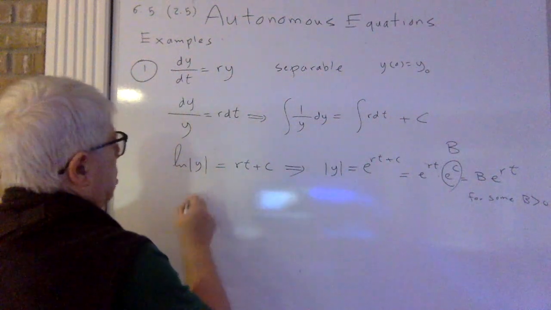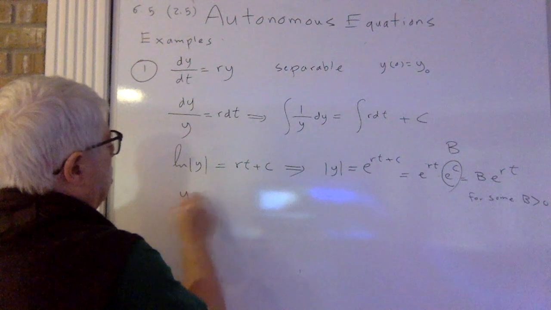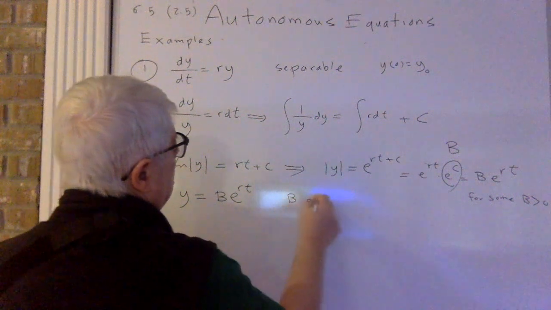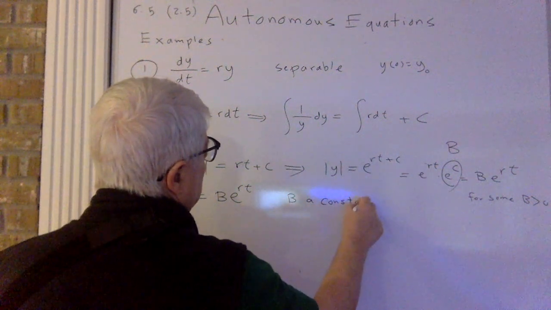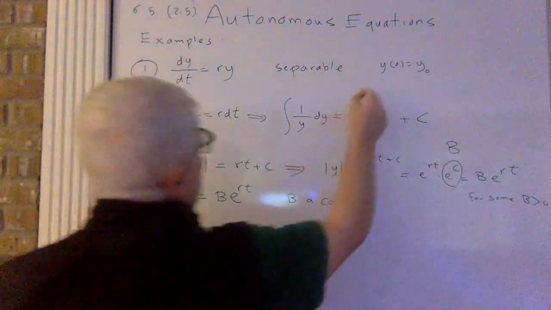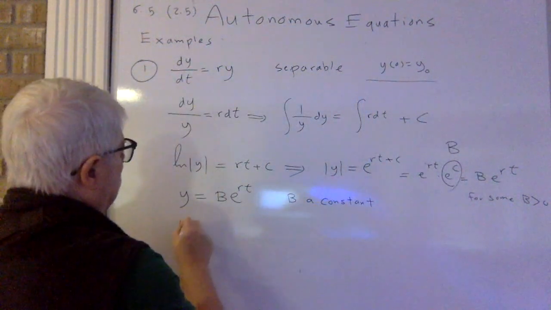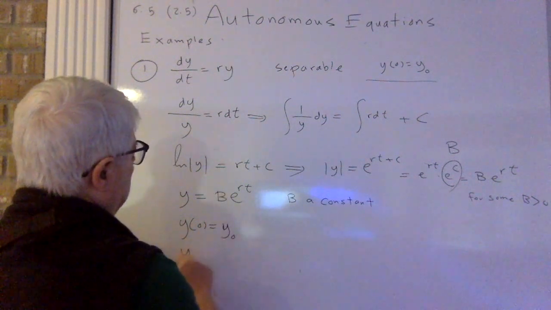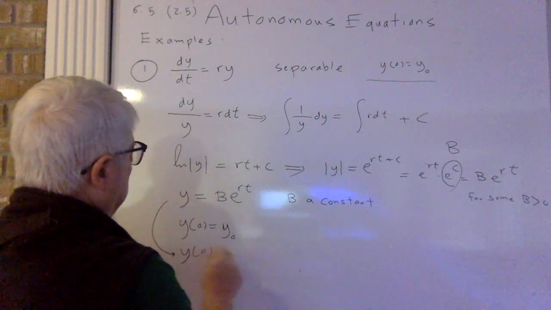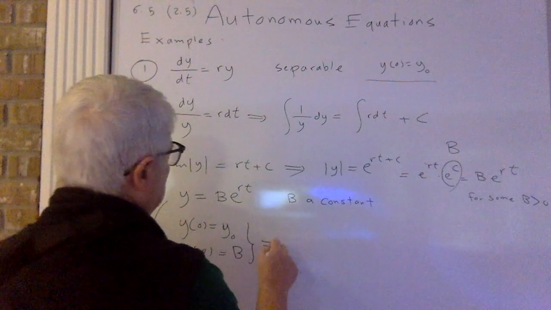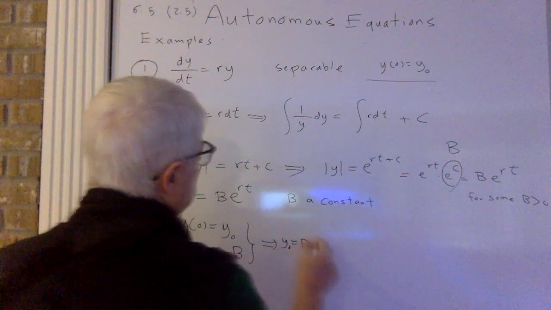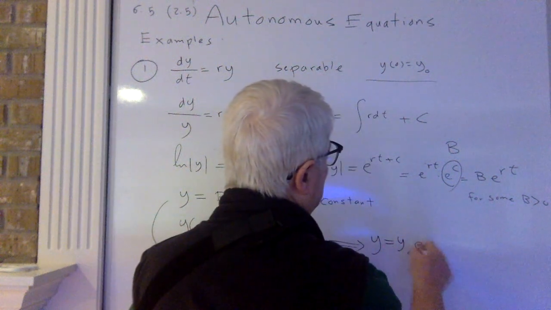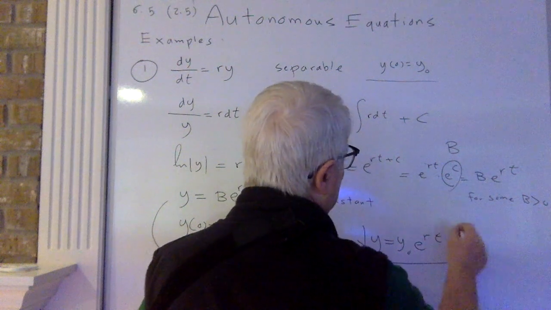If I remove the absolute value, I come up with this simple equation, with b constant. Now, if I apply the initial condition, y at 0 is y0. From here, y at 0 is simply b. So this tells me that y0 equals b. So the equation becomes y equals y0 e to the power rt.